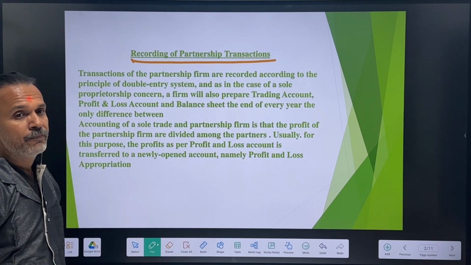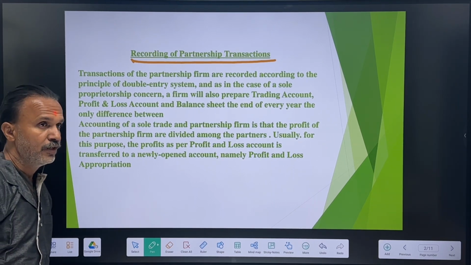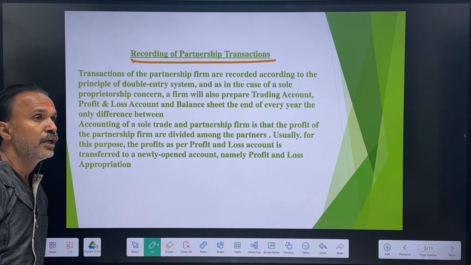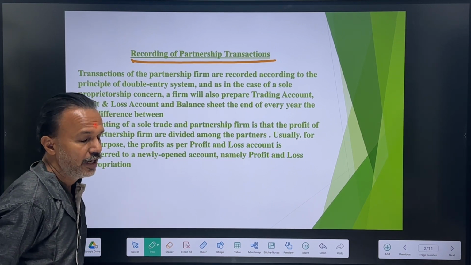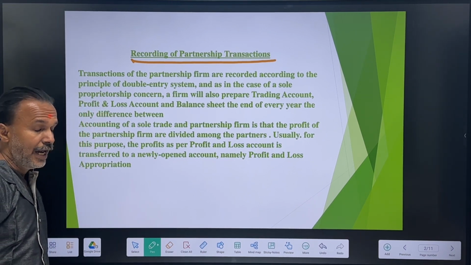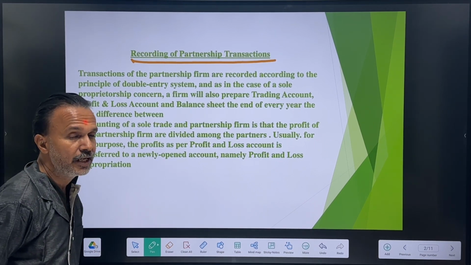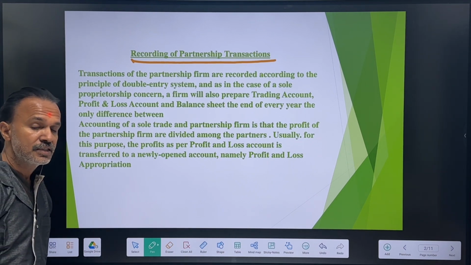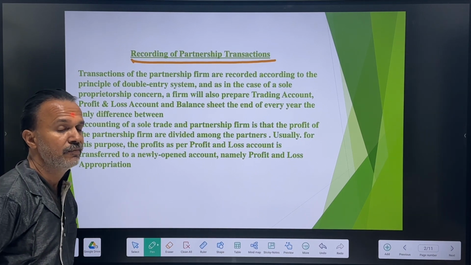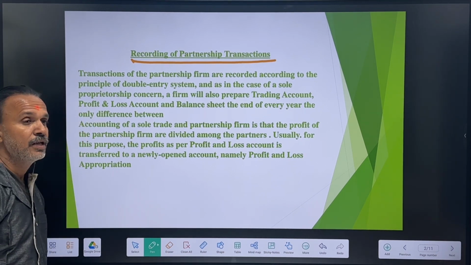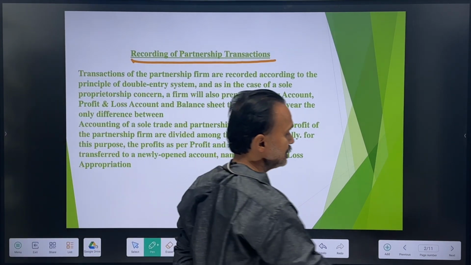In the case of a partnership firm, the profit shown by the profit and loss account is transferred to a newly opened account. That account is called profit and loss appropriation account. And in that account we show the profit shown by the profit and loss account, interest on drawings, salary, commission, and the balance of profit is distributed among partners. These things are shown in the P&L appropriation account. The format of the profit and loss appropriation account is as follows.